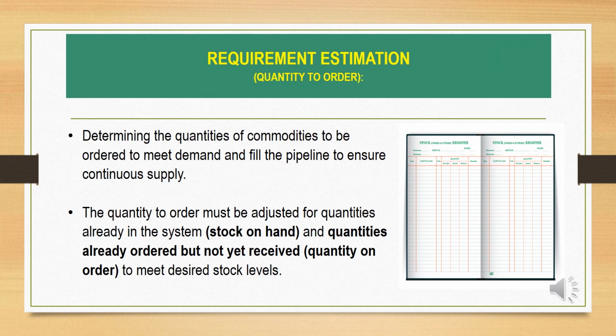So, requirement estimation, quantity of the orders. Determining the quantities of the commodities to be ordered to meet demand and fill the pipeline to ensure continuous supply. The quantity of order must be adjusted for the quantity already in the system, that is stock on hand, the quantity already ordered but not yet received, and the quantity on order to meet the desired stock level.